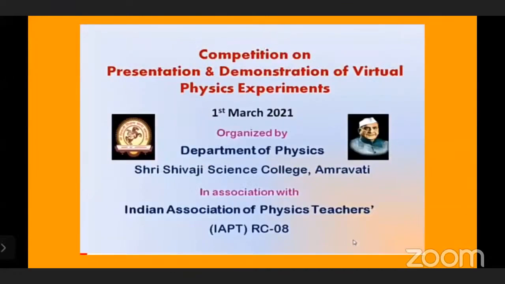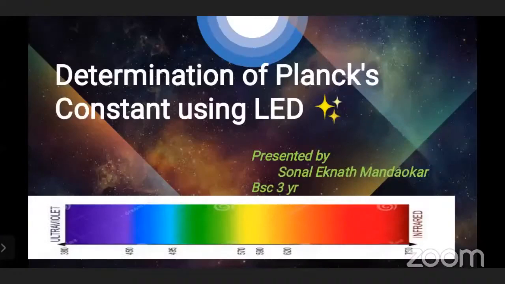This is Sonal Mandavkar from Shri Shivaji Science College, Amravati, BSc final year student. The name of the experiment is determination of the Planck's constant by using the LED.